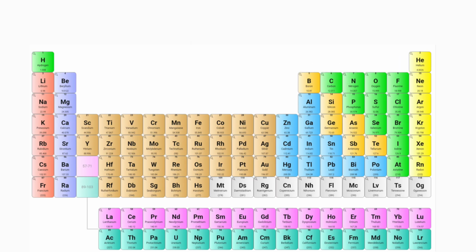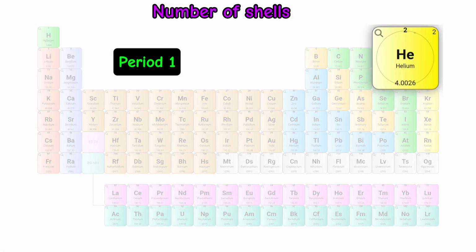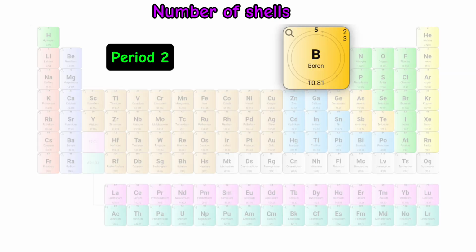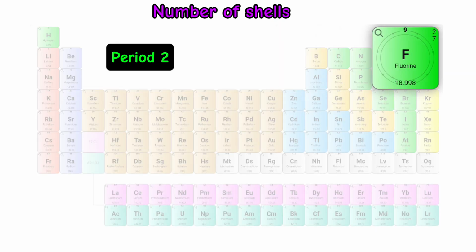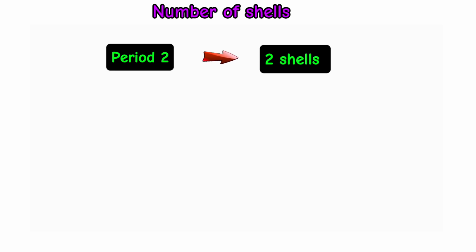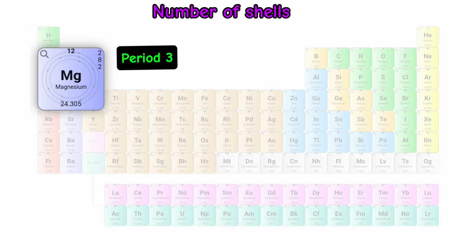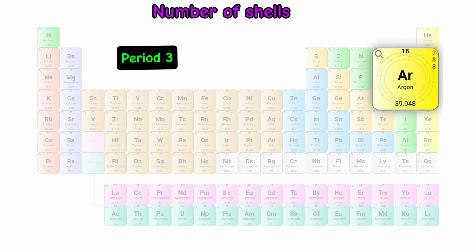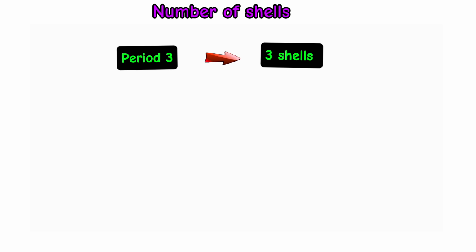The periodic table is very useful for remembering number of shells. Elements in period 1 have 1 shell. Elements in period 2 have 2 shells. Elements in period 3 have 3 shells, and so on.